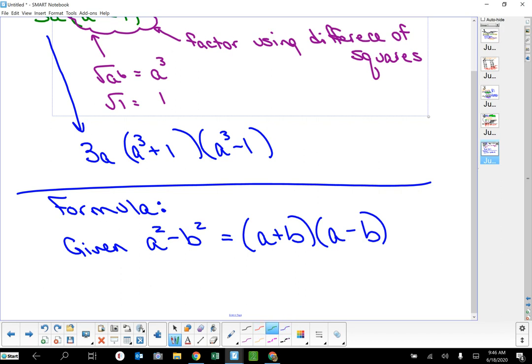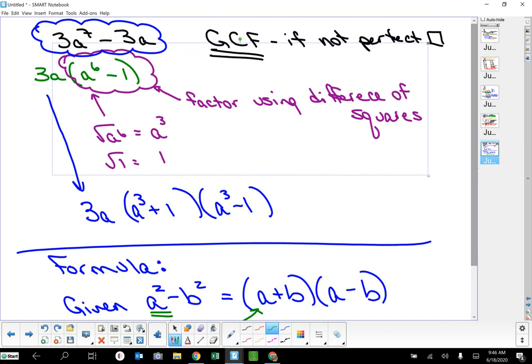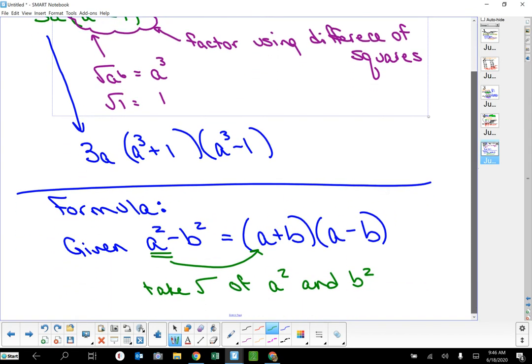And when you are given something squared and you need to get to something not squared, you're going to take the square root of a squared and b squared, and then just fill in the parentheses. So if you don't see what's happening up at the top, you can't see that those are perfect squares. Some of you like formulas, and the more familiar you are with the formulas, I think the more successful you are in the long run.